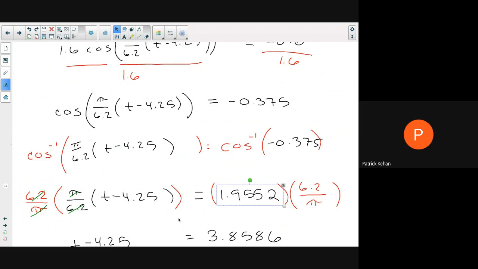At this point, still some algebra steps. I want to undo the pi over 6.2 multiplication to t minus 4.25. So I'm going to multiply both sides of the equation by the reciprocal on both sides.